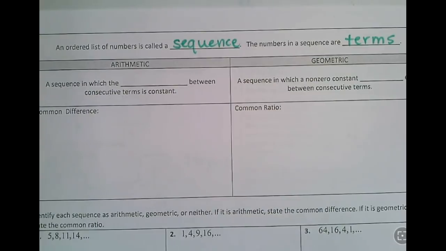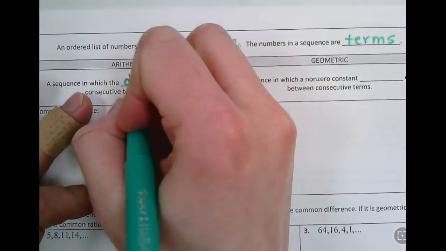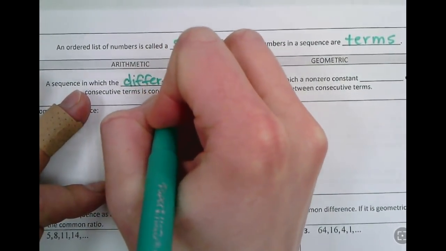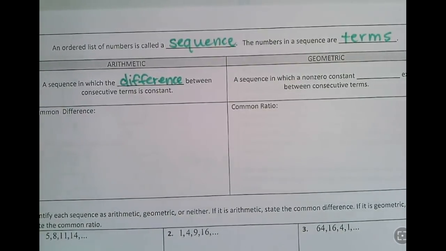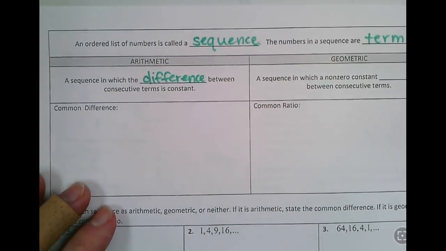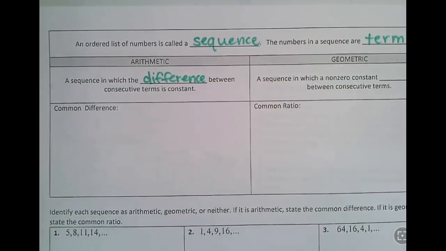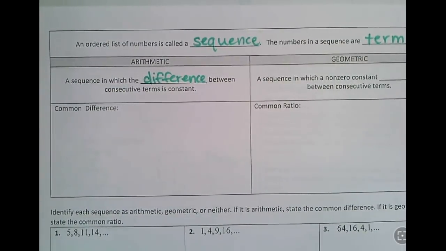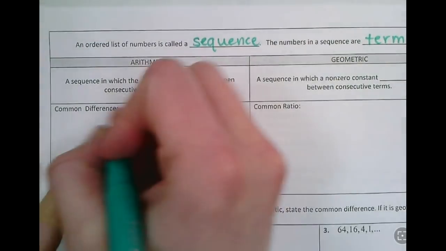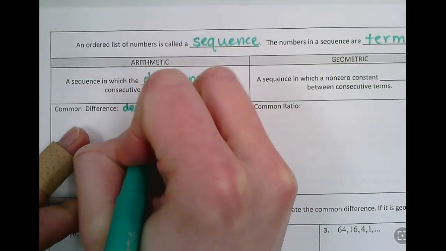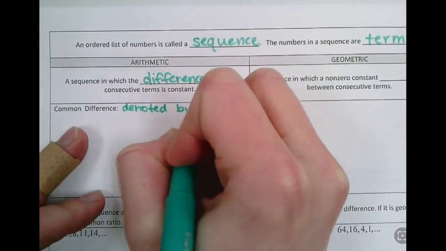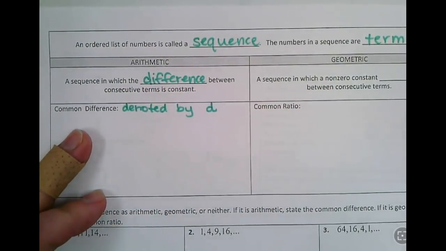So our arithmetic is a sequence in which the difference between consecutive terms, consecutive just means one term after another, so the difference between consecutive terms is constant. So let's talk about using what this difference is. We call it a common difference because it's the same each time. So we always denote this, so denoted by the letter D.